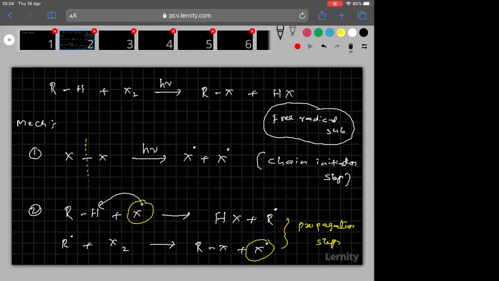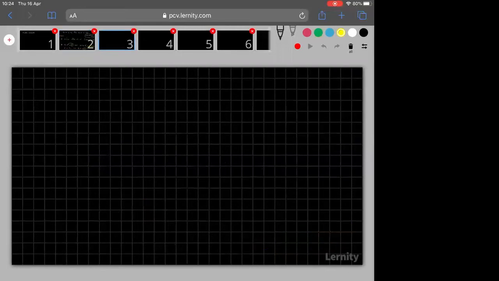So I hope you understood the mechanism, and you copied the mechanism also. Still one more step left over here. Now let us go to the next slide here. The R dot which I got in the previous step combines with X dot, and what we get here, RX, which is called haloalkane, and this is the product that we want.